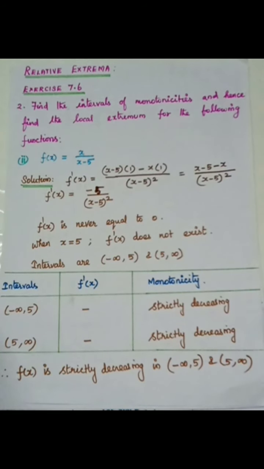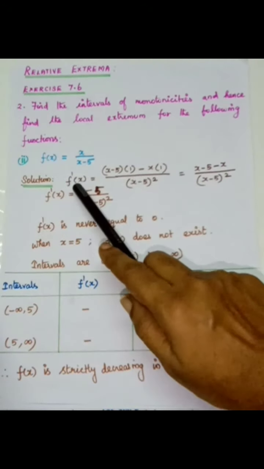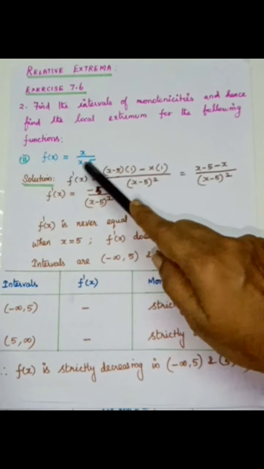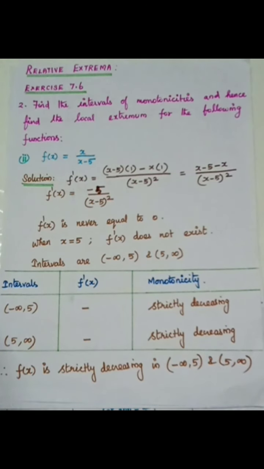So, local extremum and intervals of monotonicity, if you want to find, your first step should be to find the first derivative. So, f dash of x. You see that the numerator and the denominator are functions of x. So, you have to use the quotient rule.